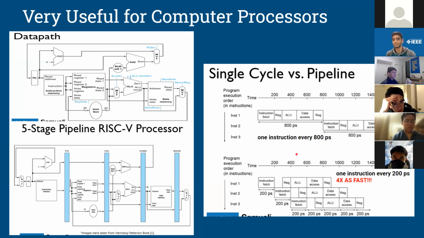In the right image, you can see that it takes 800 picoseconds to run each operation. Meanwhile, on the bottom one, in every 200 picosecond cycle, you're churning out one more instruction. So suddenly your pipeline is making your entire processing 4 times as fast. That's the power of this.